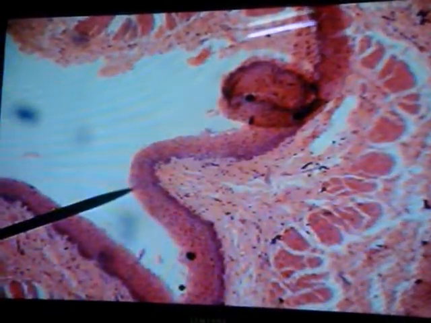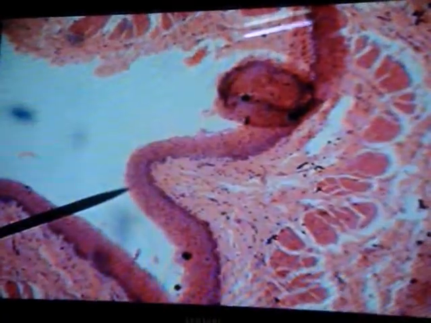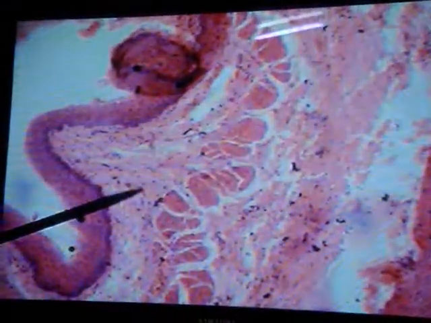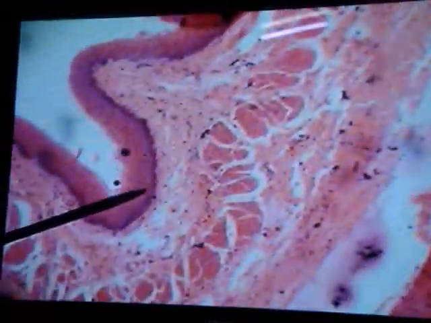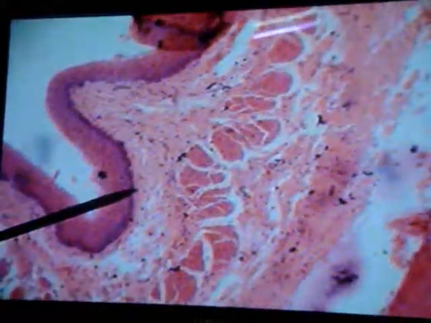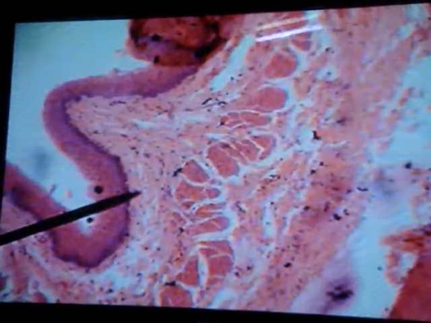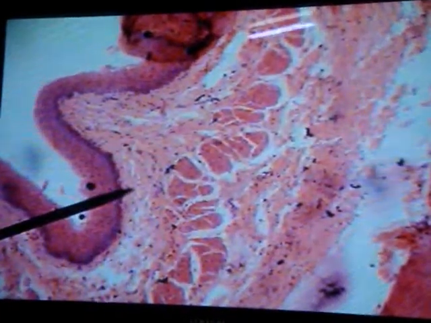But in humans it is the stratified squamous non-keratinized variety of epithelial lining, and deep to that you can see the lamina propria. The lamina propria is made up of fine connective tissue fibers. Sometimes you can see diffuse lymphoid tissue in the lamina propria, and also the presence of glands. Some glands can also be present in the lamina propria.